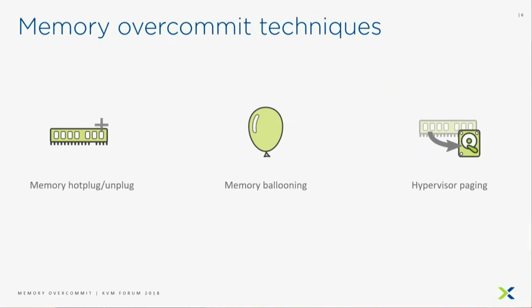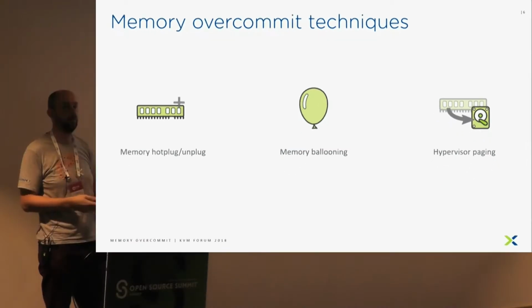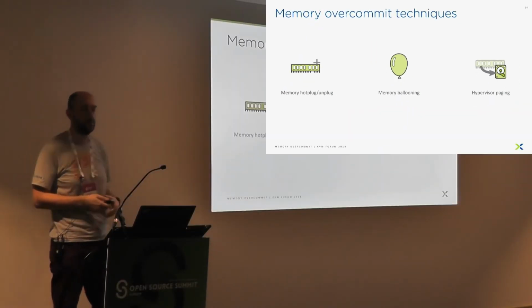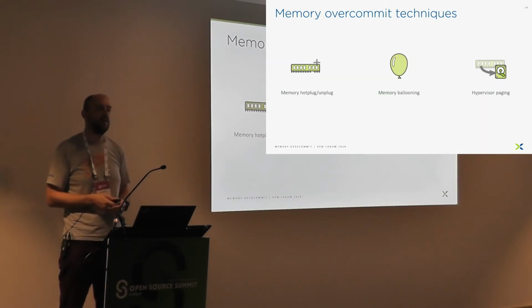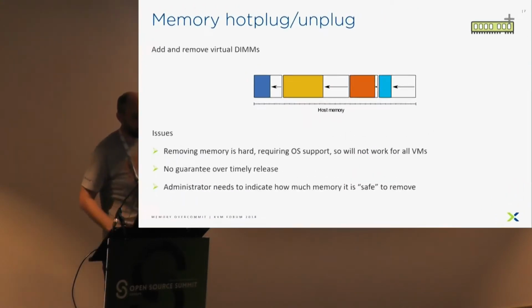There are 3 common techniques for implementing memory overcommit, and I'm going to talk about each of these in turn. Firstly, there's memory hot plug or memory hot unplug. Secondly, memory ballooning, and thirdly, hypervisor paging. And I'll talk about these.